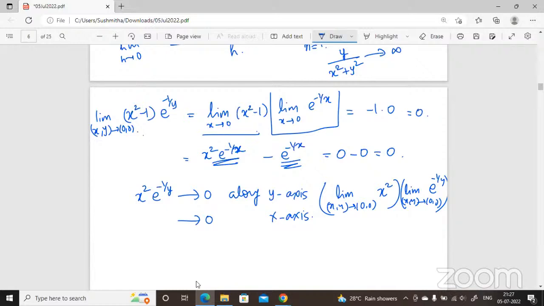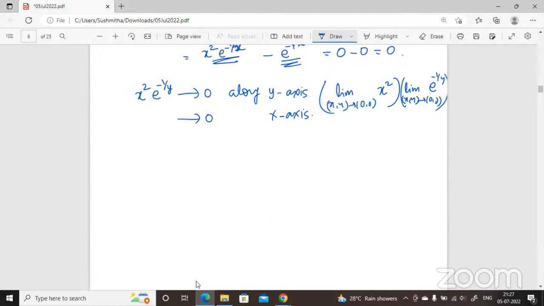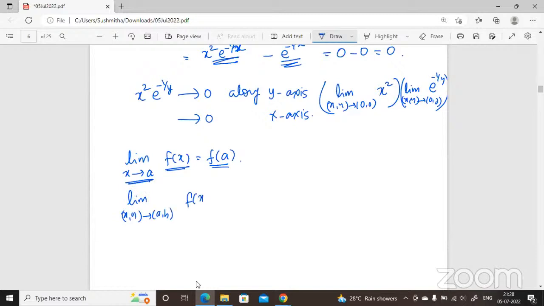Ma'am, can you please explain the concept of continuity again? Continuity is simple. What is continuity in one variable calculus? You want the limit as x tends to a of f of x to be equal to f of a, right? As we go closer and closer to this point, the value of the function should get closer and closer to the value of the function at that point. So it's the same here also. As (x, y) goes to (a, b), f of (x, y) should be equal to f of (a, b).